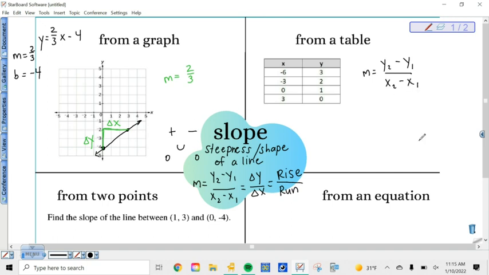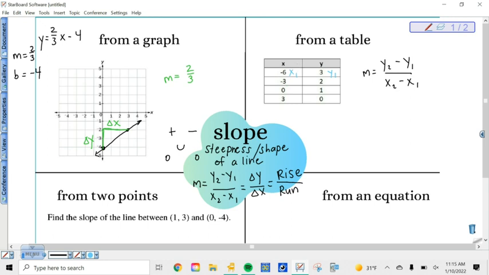Yeah, that's perfect. And how do I know what to fill in for y2, y1, x2, x1? How do I know where to put the numbers? You gotta label, and you gotta go x1, x2, y1, y2. And does it matter which ones are x1 and y1? No. So which one should I make x1, y1? -6 for x1. Okay, so then what would be y1? 3.